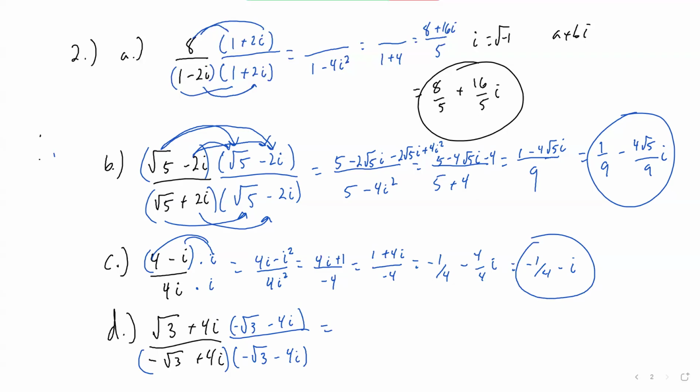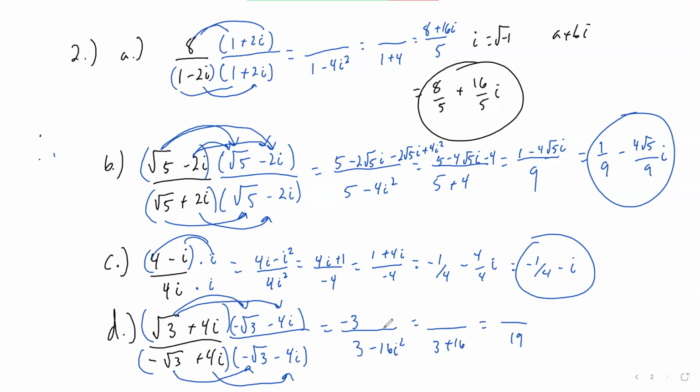And in this situation, again, negative square root of 3 times negative square root of 3 is just 3. And then 4i times negative 4i is negative 16i squared. We learned that the i squared changes the sign of it, so it becomes 3 plus 16, which gives me 19. Pull this out. Square root of 3 times negative square root of 3 is negative 3. The negative here, and then the fact that becomes square root of 3. And then square root of 3 times negative 4i would be negative 4 square root of 3i.